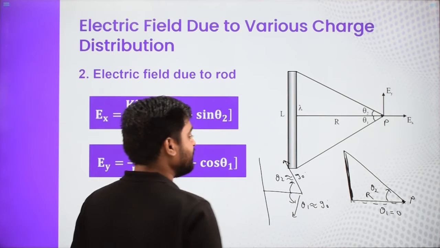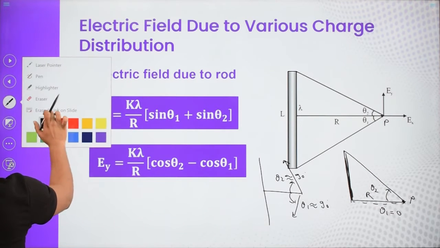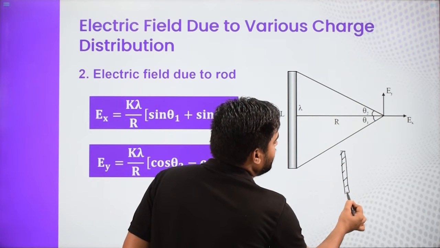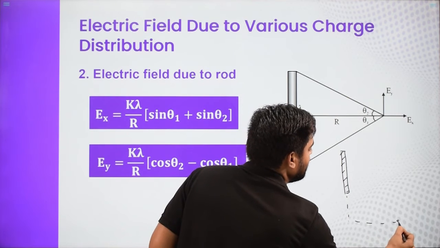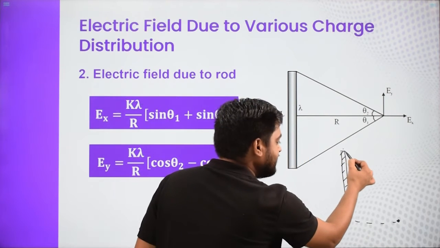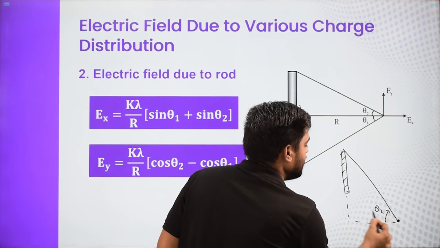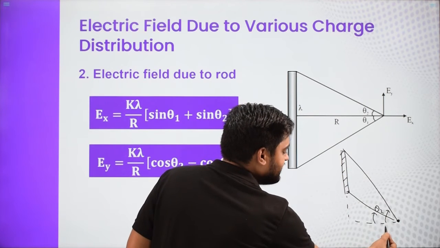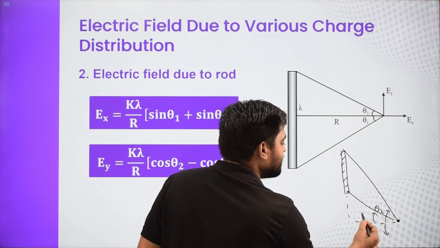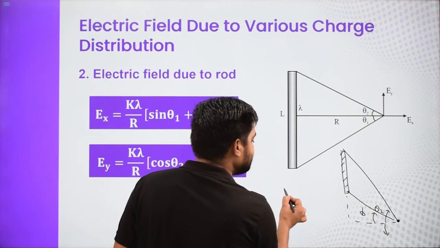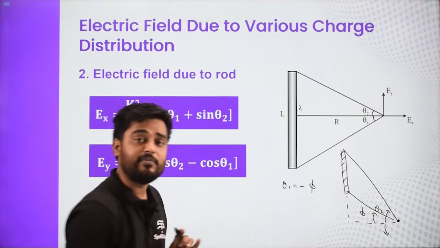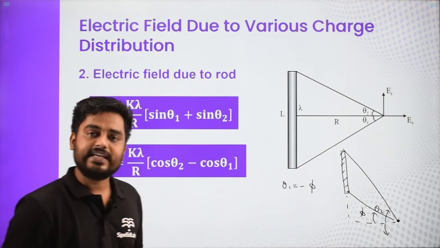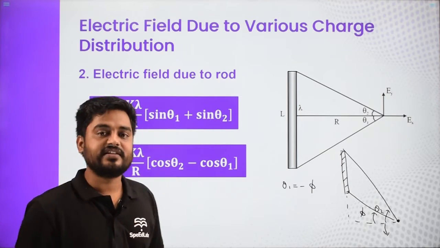And what if the point is outside? Suppose this is a finite rod, and we have to get the field over here. Then we take this angle as theta 2 and this angle as theta 1, which we take below. Suppose this angle is phi, then I say that theta 1 is negative of phi. So formulas will be same. Just put your theta 1 as negative phi, given that this angle is phi. You will get the Ex and Ey, keeping the values of theta 1 and theta 2 in this formula.